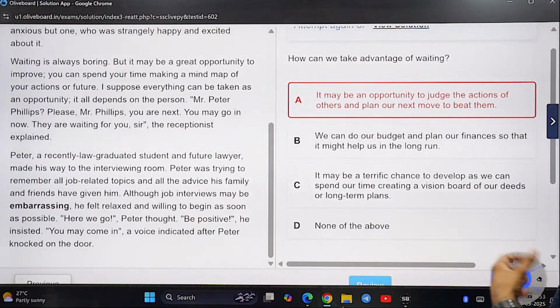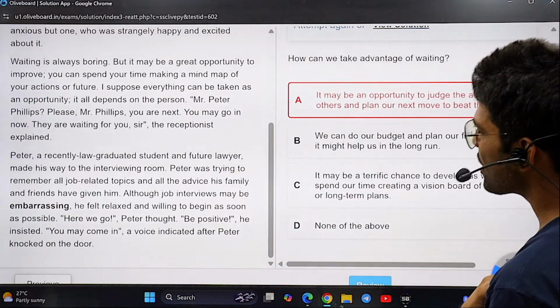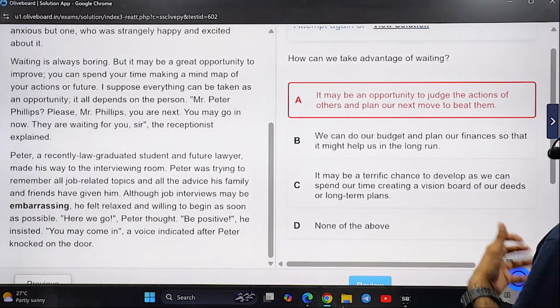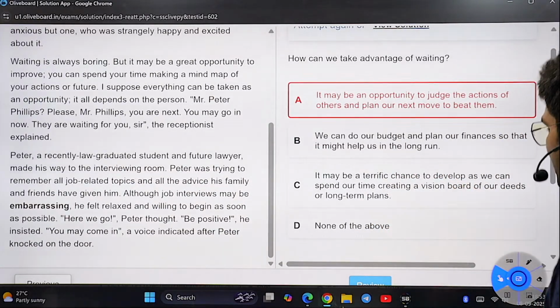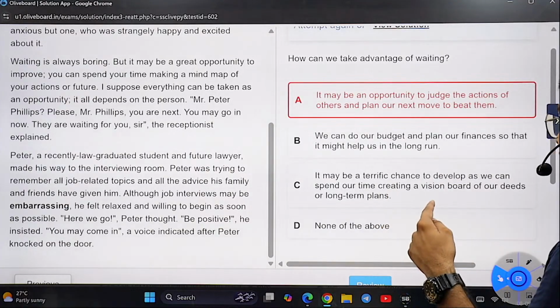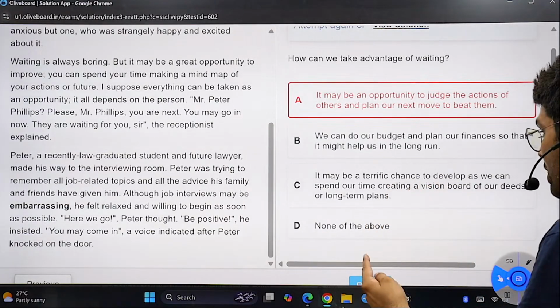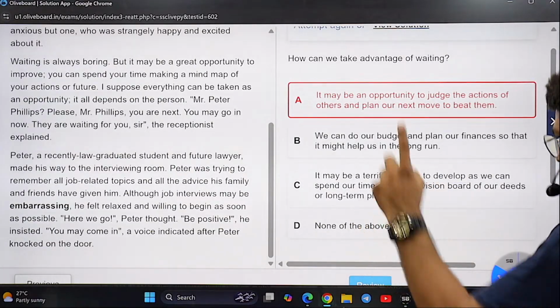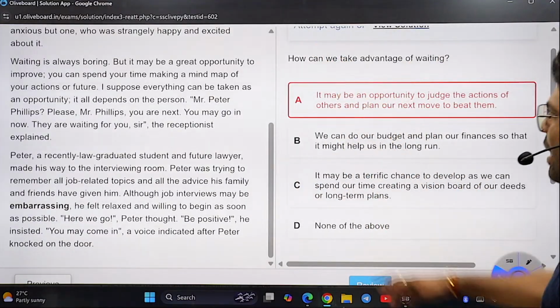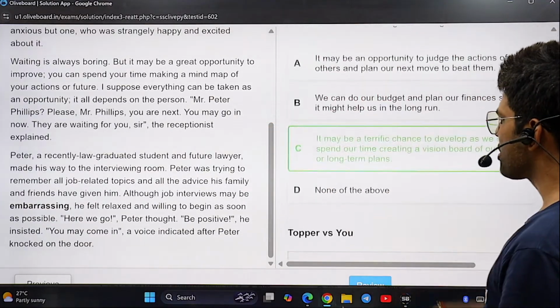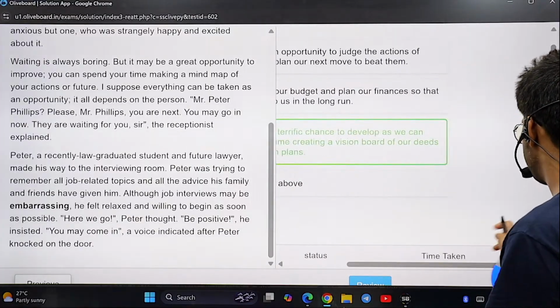We can do our budget and plan our finances. No financial information there. It may be a terrific chance, no, but the fourth is none of the above. So let me read this. To develop, as we can spend our time creating a vision board of our deeds, or long-term plans. Yes, actions of future. That should be specific, and it is.